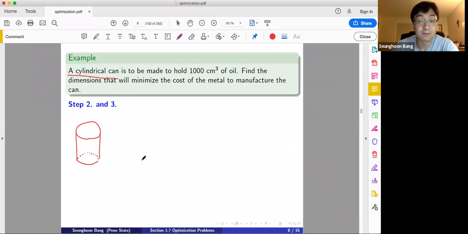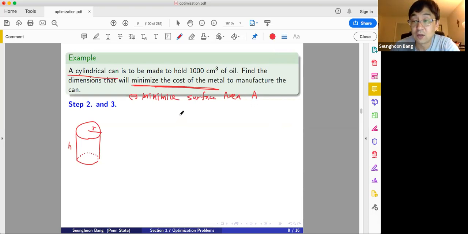The cylindrical can. So we have radius R, height H. Now let me see. You have to minimize the cost of metal. How can you minimize the cost of metal? To automatically minimize the surface area. Just only what? To minimize the surface area. Minimize the surface area A, and automatically we can minimize the cost of metal, right? So minimize the surface area A.